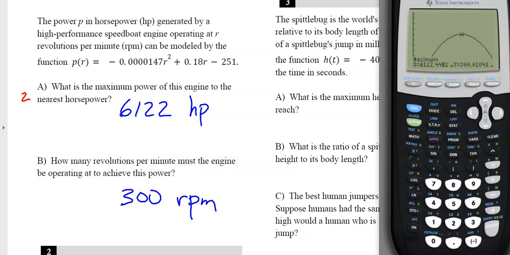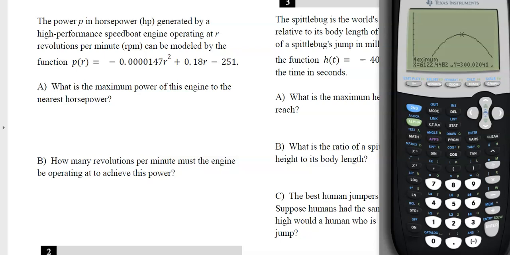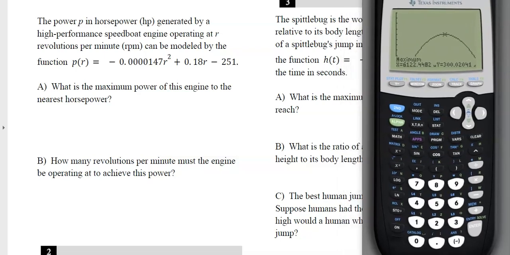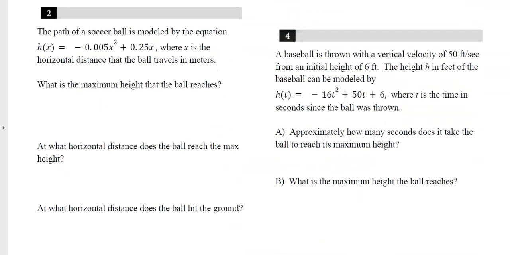All right, let's move on to the next one. So scrolling down, slide this over just a tad. So number 2, the path of a soccer ball is modeled by that equation. X is the horizontal distance, and H is going to be the height. So if you know the horizontal distance, you can input it in. You can figure out the height.